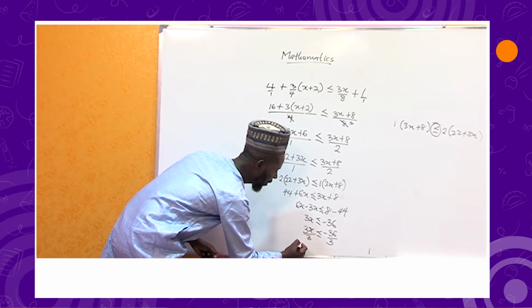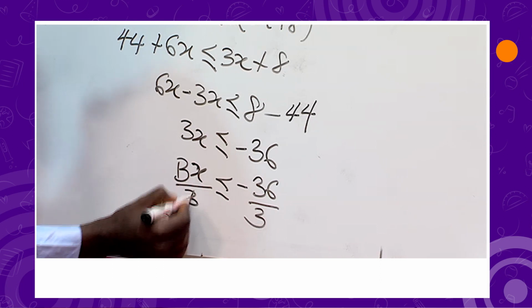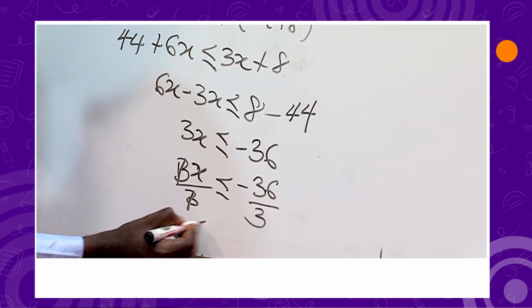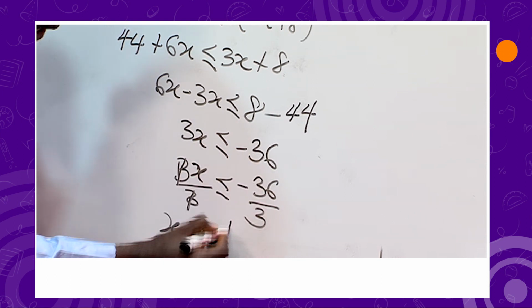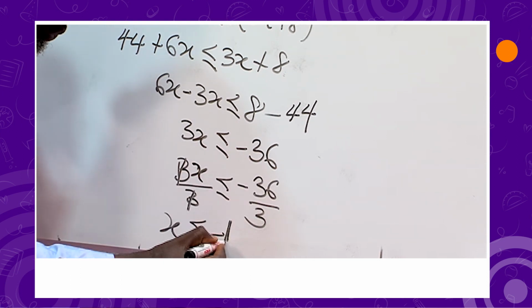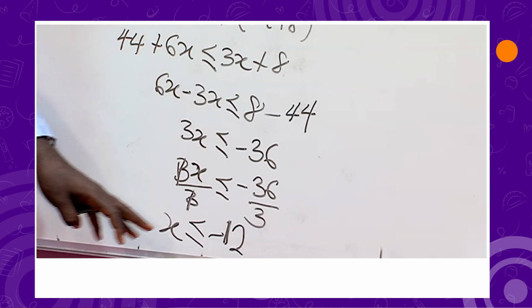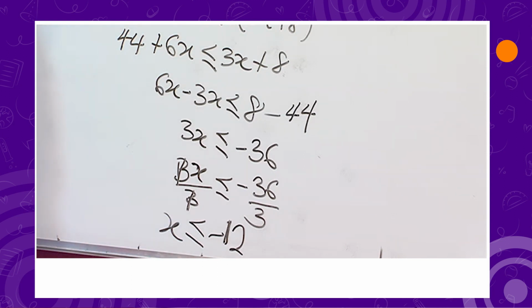So we have our x, the 3 cancels 3, less than or equal to minus: how many 3 do you see in 3? 1. How many 3 do we see in 36? 12. So our answer is x less than or equal to minus 12.